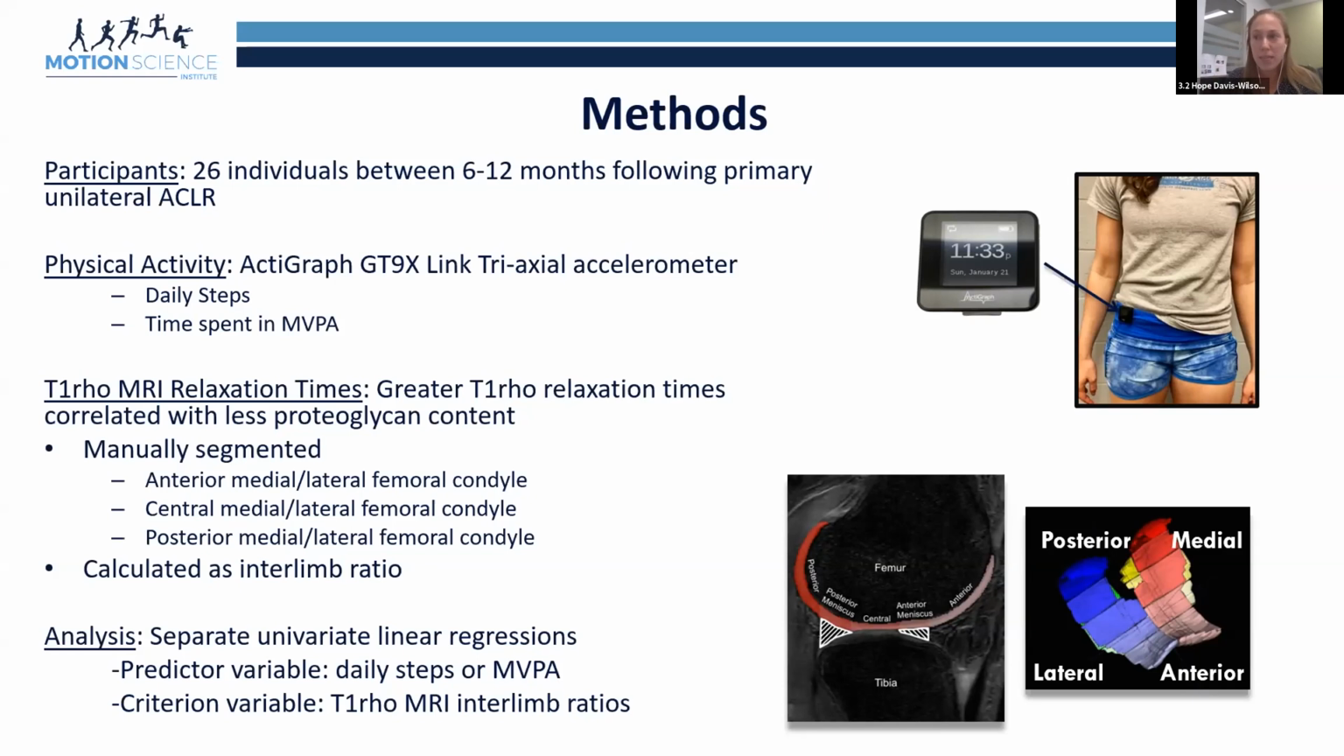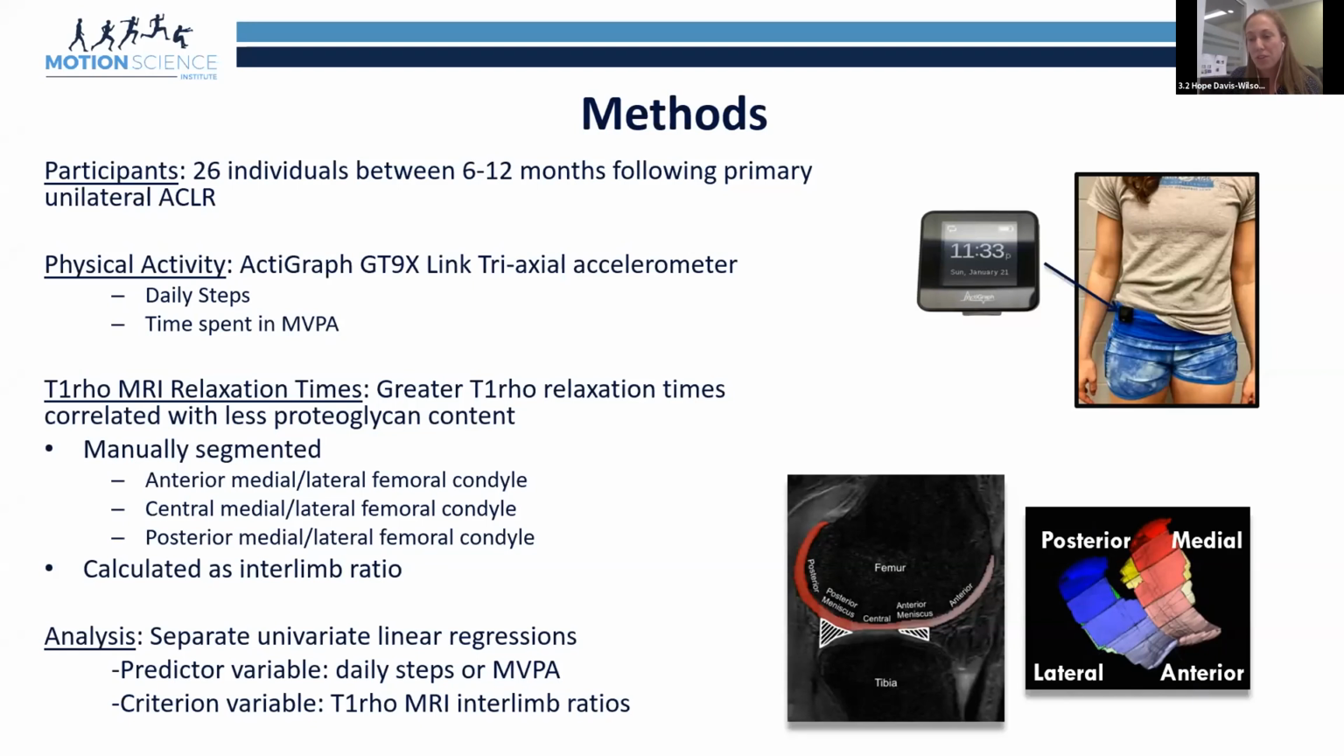We manually segmented the articular cartilage into 6 sections: anterior, central, and posterior medial femoral condyles, and anterior, central, and posterior lateral femoral condyles. And we calculated relaxation times as an interlimb ratio, comparing the ACL reconstructed relaxation time to the contralateral limb. So a greater interlimb ratio is indicative of lesser proteoglycan content or worse cartilage composition.